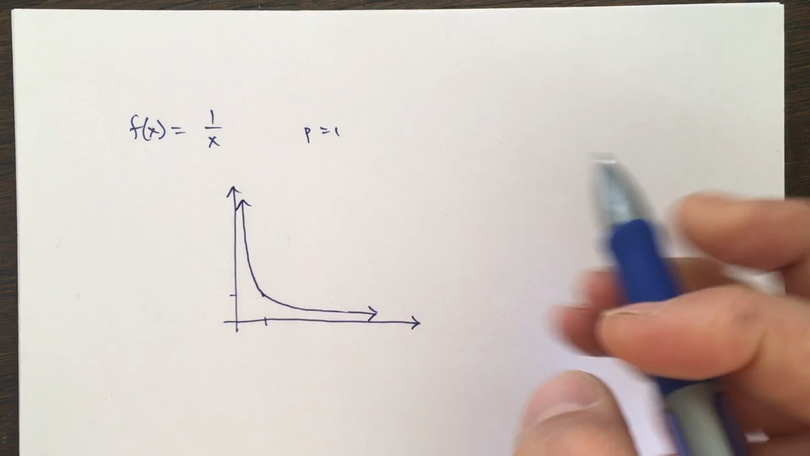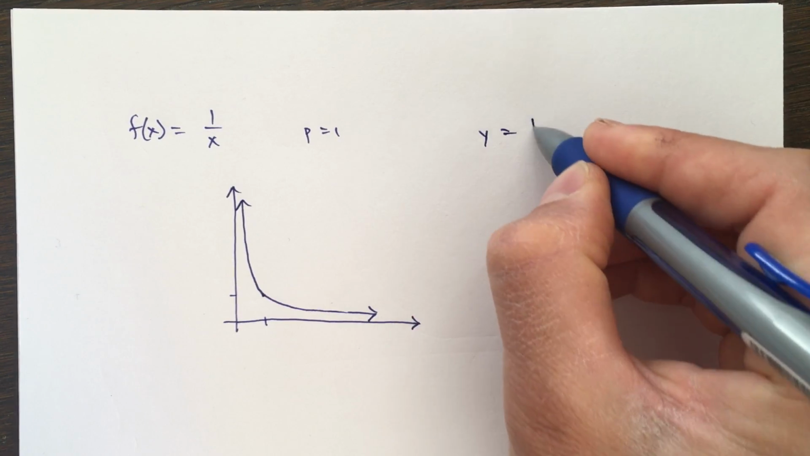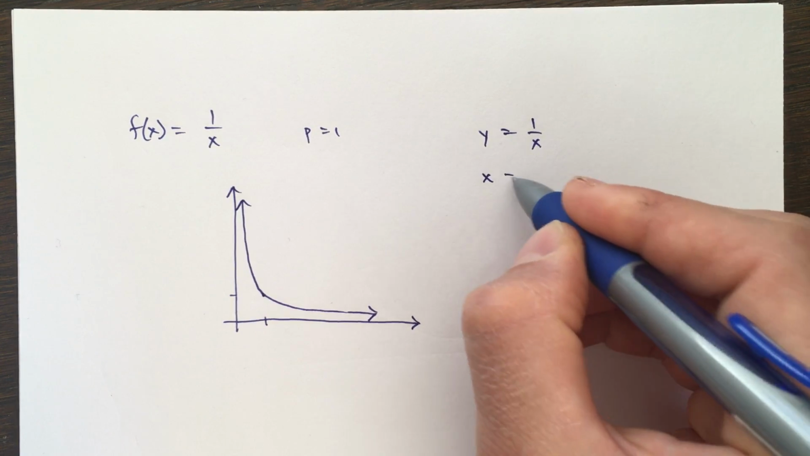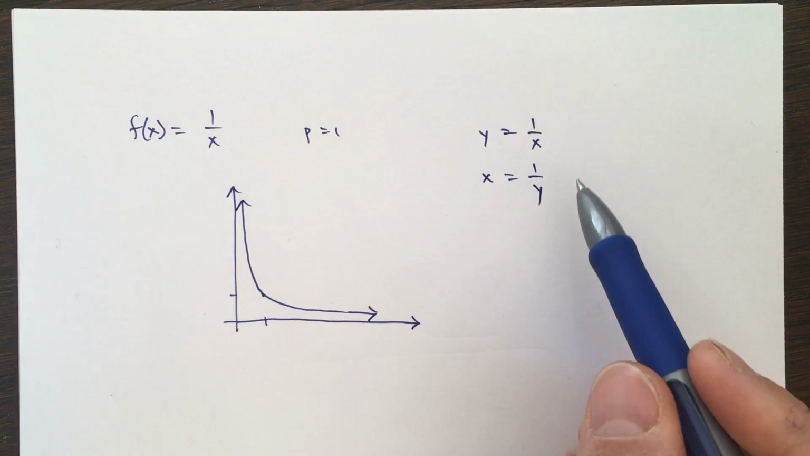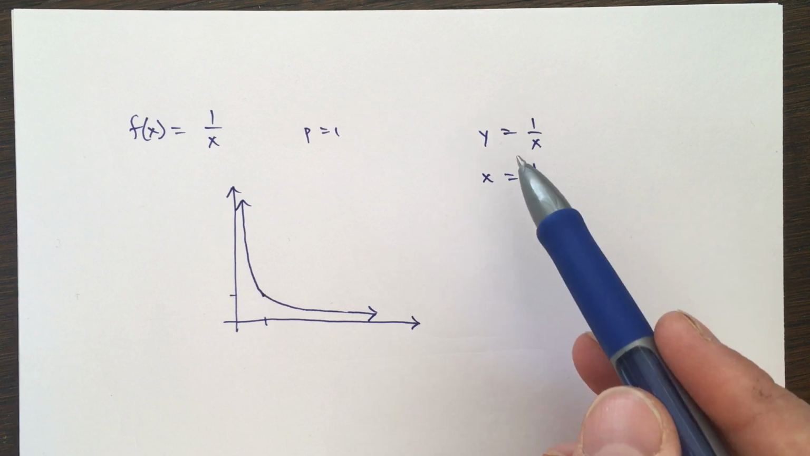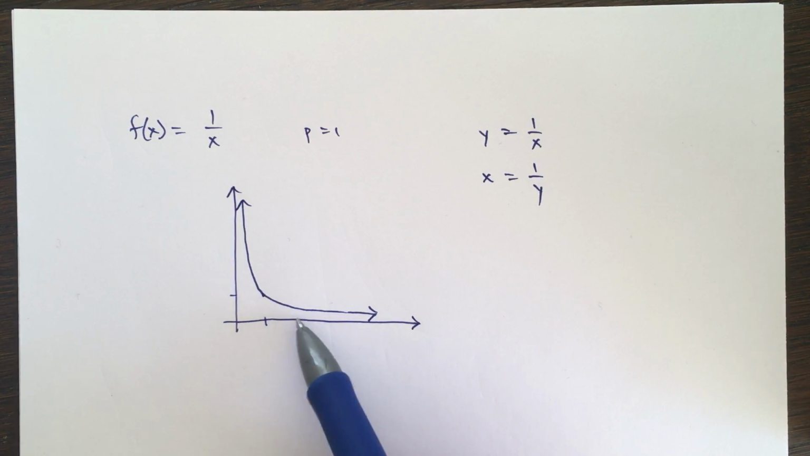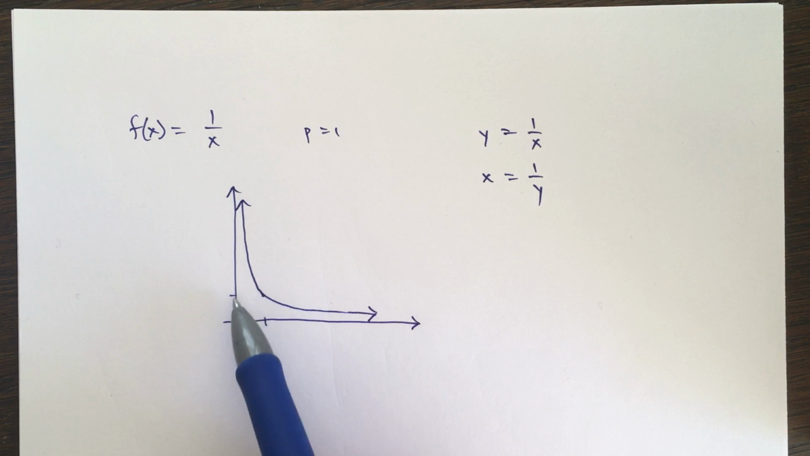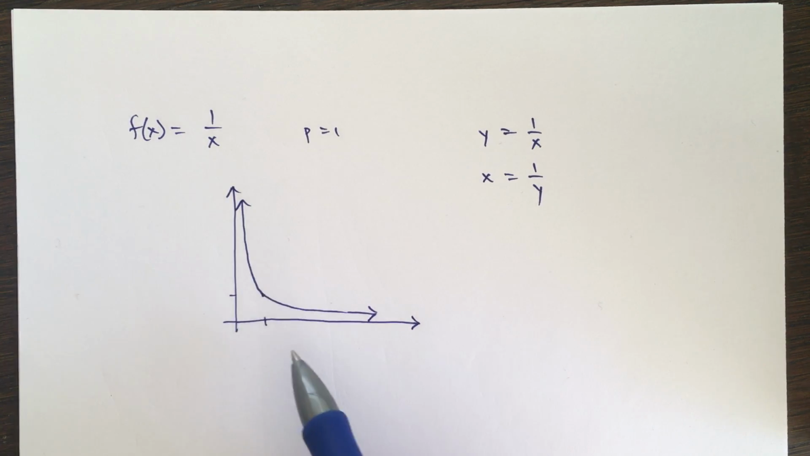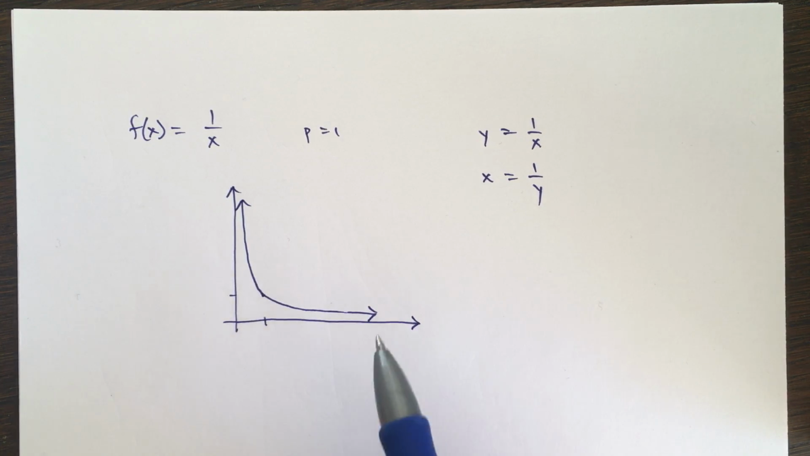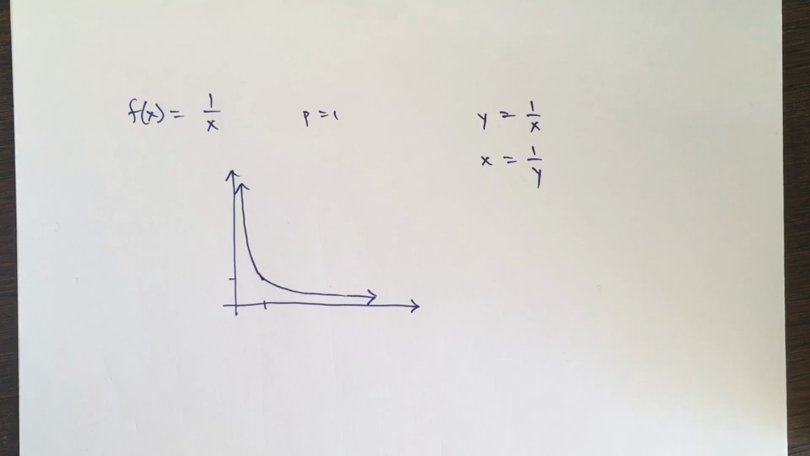So if we were to solve this for x, we would get x equals 1 over y. So you can see that these two functions are basically the same, right? One is a function of x, one is a function of y, but this approaches the vertical asymptote at the same rate that this approaches the horizontal asymptote.